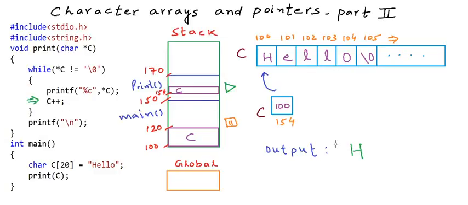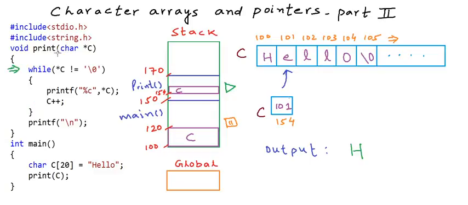If we understand pointer arithmetic from our previous lessons, incrementing a pointer by 1 unit increments the address by the size of the data type that the pointer points to. c here is a pointer to character data type, and character data type is 1 byte. So c++ is saying c is equal to c plus 1. So c now becomes 101. So now c points to the second character in the array.